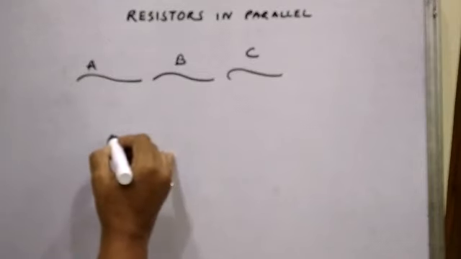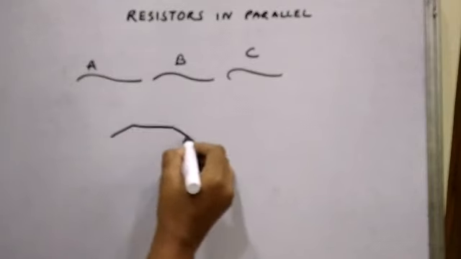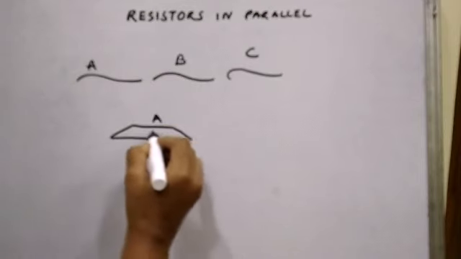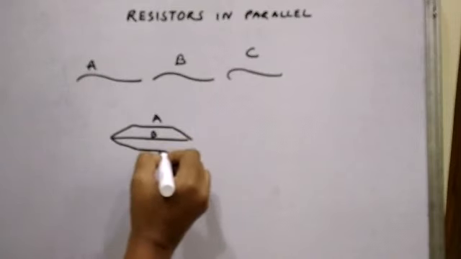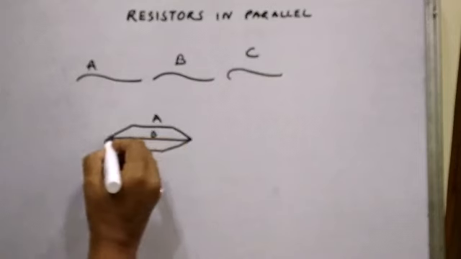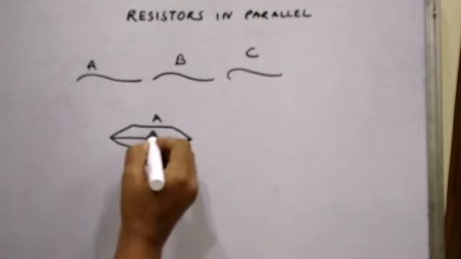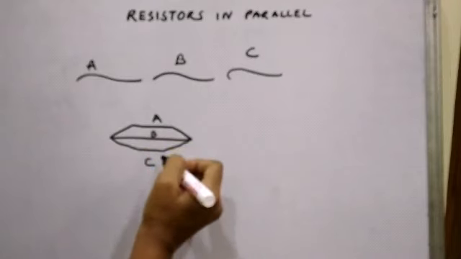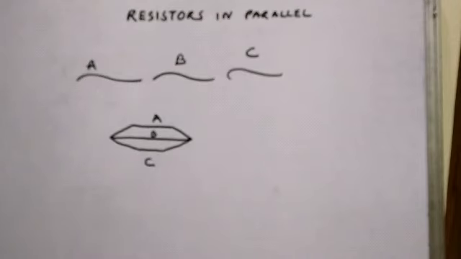So if we take, suppose this is wire 1 or A, this is wire B, and suppose this is wire C. So now these three wires are connected with each other in such a way that there exist two common points between each of these wires. Okay, so this connection of wires where these three wires have two common points between them is said to be connected in parallel.